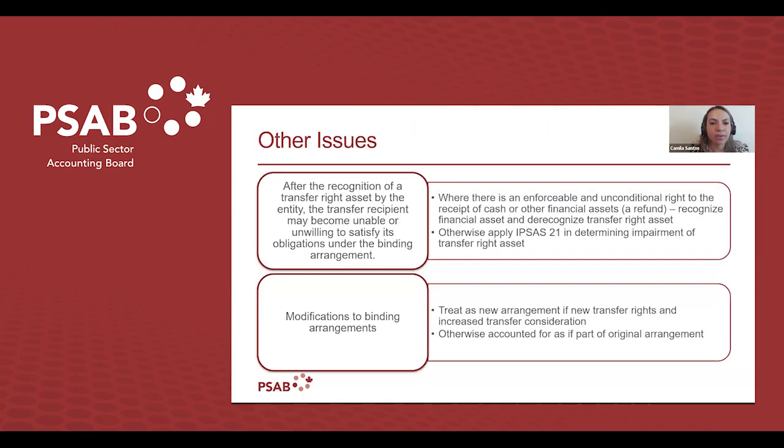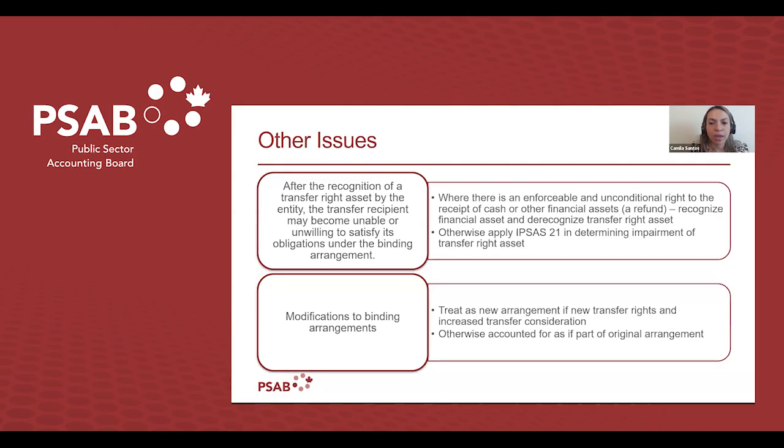After the recognition of a transfer right asset by the entity, the transfer recipient may become unable or unwilling to satisfy its obligations under the binding arrangement. The accounting treatment will depend on the terms of the binding arrangement, the legal system in the jurisdiction, and any other circumstances. Where an entity has an enforceable and unconditional right to the receipt of cash or other financial assets, that is, a right to a refund, the entity derecognizes the transfer right asset and recognizes the financial asset.